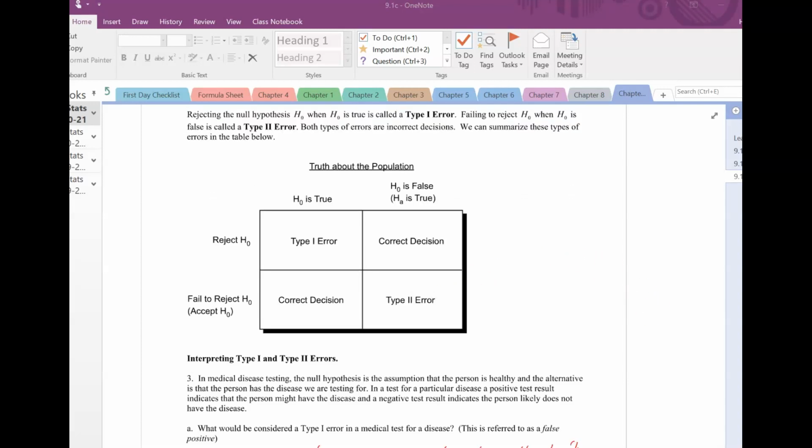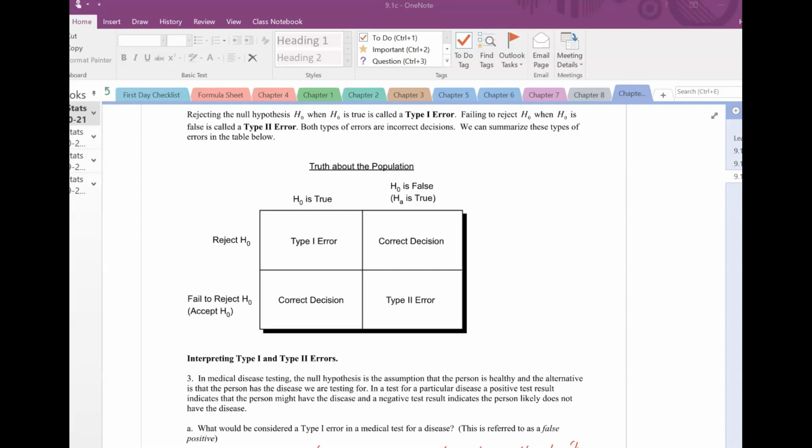We're going to take a look at a couple of other scenarios that we could apply a type 1 and type 2 error. And we're going to talk about what these errors actually mean in context. You can see in number 3, it says in medical disease testing, the null hypothesis is the assumption that the person is healthy, and the alternative is that the person has the disease we're testing for. In a test for a particular disease, a positive test indicates that the person might have the disease, and a negative test indicates the person likely does not.